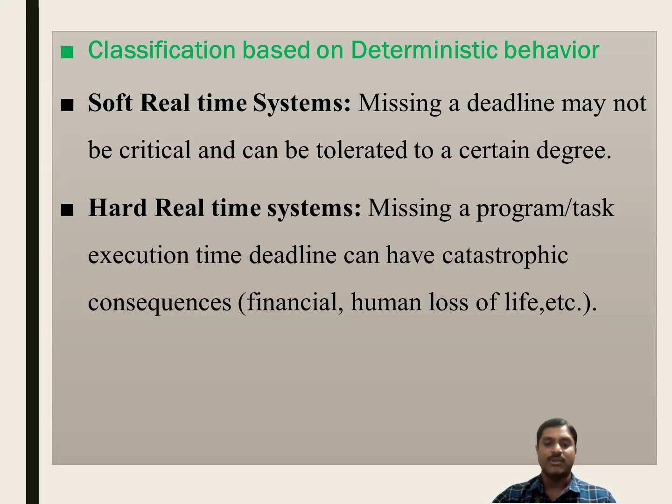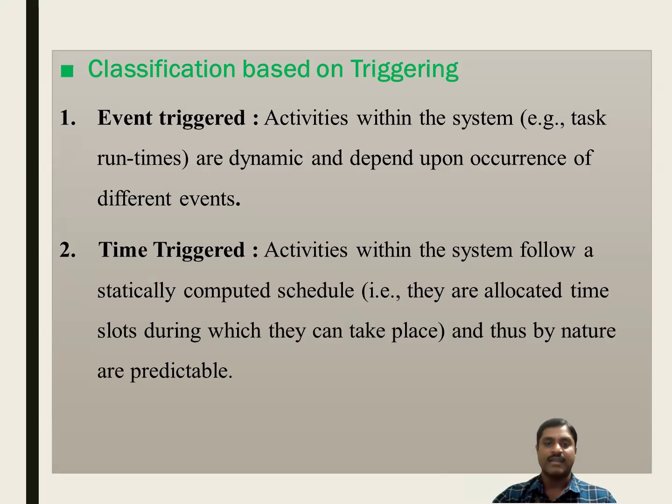Okay. Whereas coming to the next category, classification based upon the triggering. It can be classified into two types. The first one is event triggered, and the second one is time triggered. In the event triggered, the activities within the system are dynamic and depend upon the occurrence of different events. Whereas in the time triggered, activities within the system follow a statically computed schedule and thus by nature are predictable.